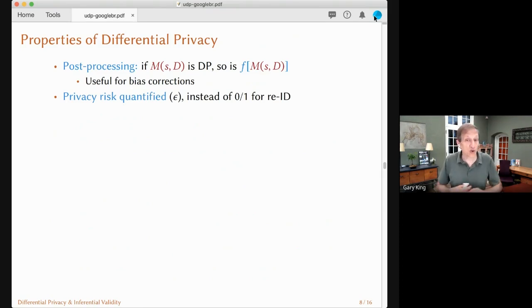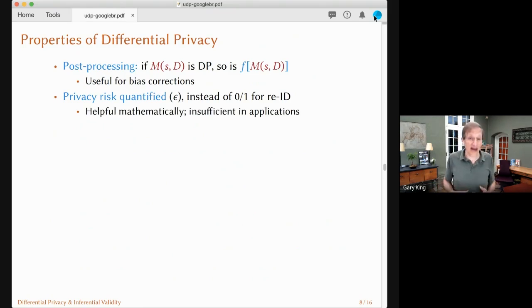The privacy risk is quantified as epsilon rather than just 0 or 1 for whether we tried hard to re-identify. That's helpful mathematically, but it's pretty insufficient in applications because nobody really knows what to set epsilon at. And in real applications of differential privacy, epsilon's set to numbers large enough so that if you go back to the definition of differential privacy, you say, what's going on exactly? It's like that number 1 plus, let's say, 1. That's not really bounding it very much.